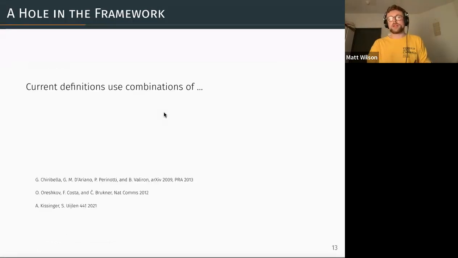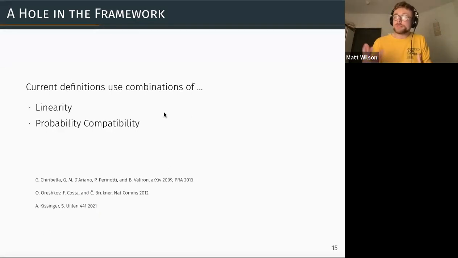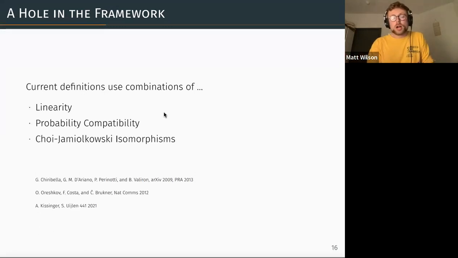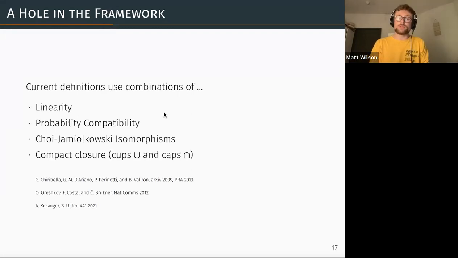But if we go back and be a bit more explicit about how supermaps are defined, we're going to find what we, at least in this paper, viewed as a bit of a problem with our understanding of supermaps. So current definitions of quantum supermaps, or supermaps more generally, typically use some combination of assuming some notion of linearity, maybe some notion of compatibility with probabilistic structure, typically some notion of a Choi-Jamiołkowski isomorphism, or, in a more familiar sense in this field, some notion of inclusion into a sufficiently well-behaved compact closed category. So these are the kinds of tools that we currently use to define quantum supermaps.